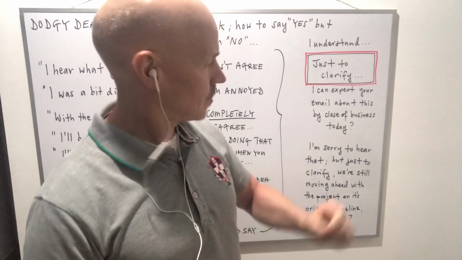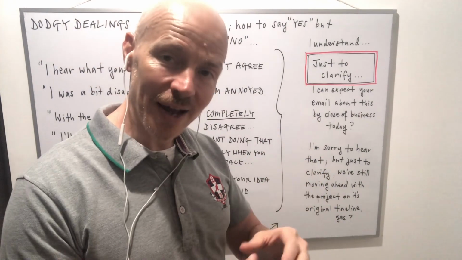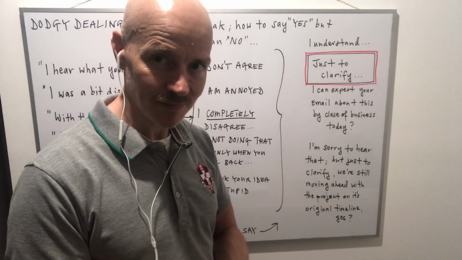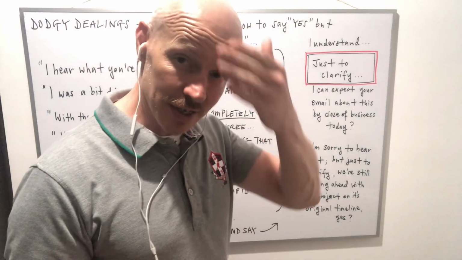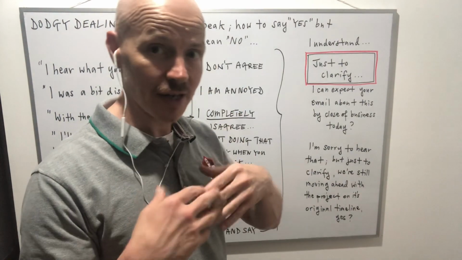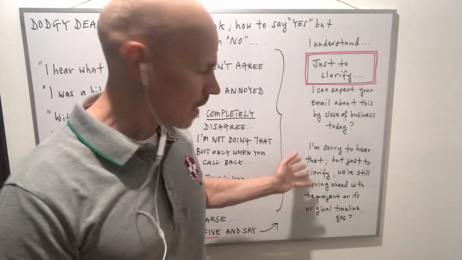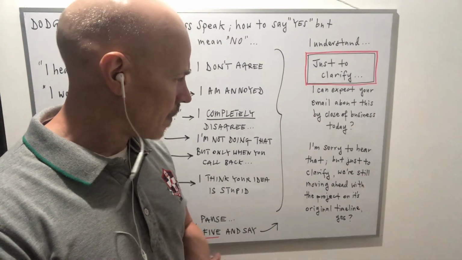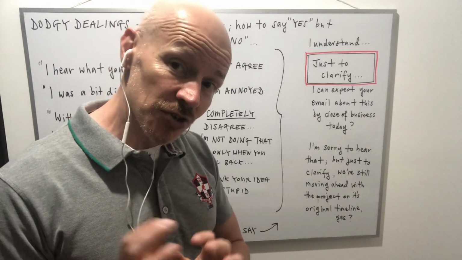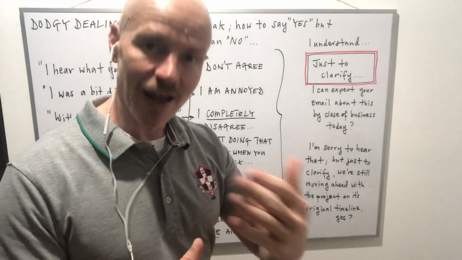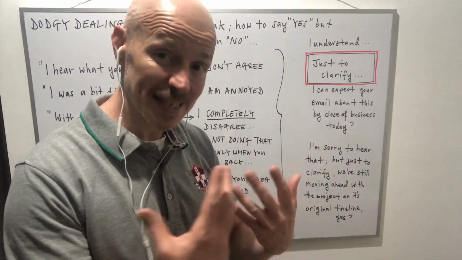No. Okay, so just to clarify, and then you repeat back what you would hope they would say. So this is a way of stopping this kind of trap, because now you're showing that you understand this is some kind of disguise. It's a way of them hiding the fact they can't do it or they don't want to do it. So we go with that. Just to clarify. I'm sorry to hear that there's a problem, but just to clarify, we're still moving ahead with the project on its original timeline, yes? And then again, they have to respond. So each time you're pushing them to respond to actually give you a more truthful, more transparent answer.